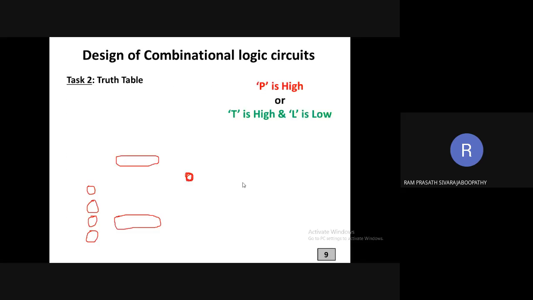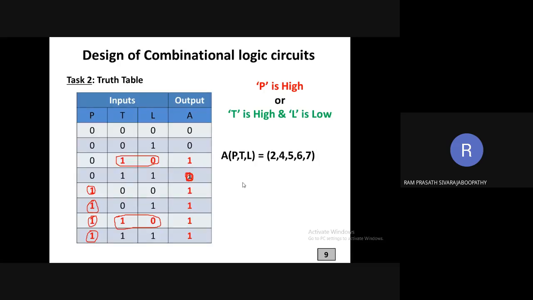Okay, now we will move to the 9th slide. This is the 9th slide. Here in the 9th slide, we made one mistake. For the combination 0, 1, 1, the output is not 1, it is 0 only. Because here you can see pressure is low, here temperature is high. At the same time, water is not low.